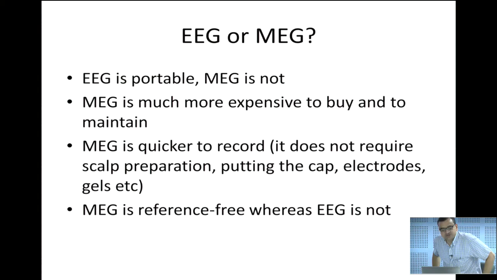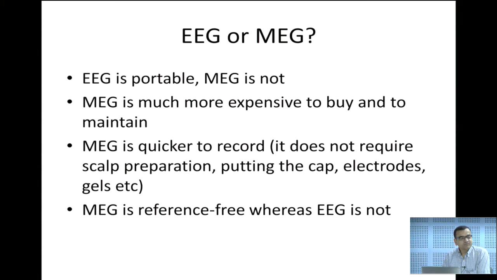If your task requires you to take your system, EEG or MEG, outside the lab, that means portability. MEG is not portable. With current technology, as I mentioned, we haven't reached that stage yet, but EEG is portable. You can even put a good EEG in a backpack, but with MEG there's no question about that. So if portability is an important point, there is no point doing MEG. MEG is also much more expensive to buy and to maintain, although expense cannot be a main factor in doing science, not in principle.